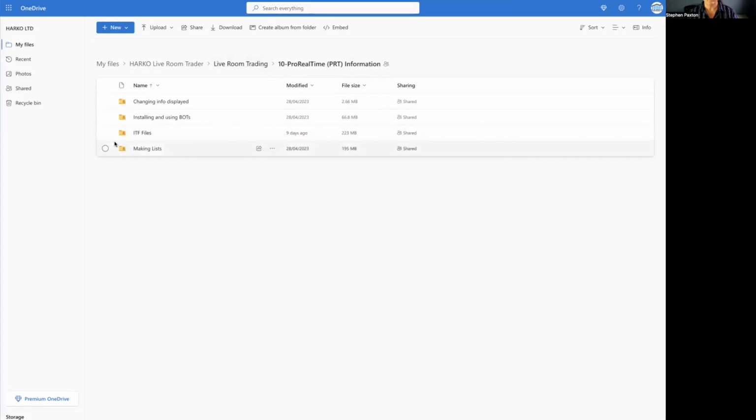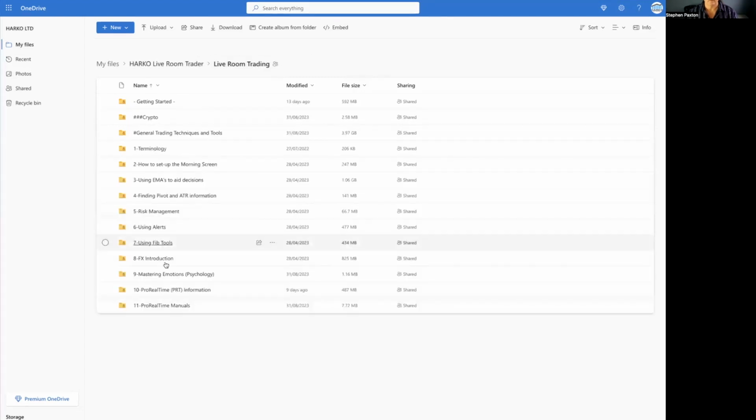So making lists, forgot about this one. This is just about developing and honing down the things that you want to trade and put them into a list, and we can put that into the algorithm, and the market will just constantly search all those things that you want to trade. It might be indices, it might be commodities, it could be shares, it could be anything, depending what your list is all about. So that's ProRealTime.